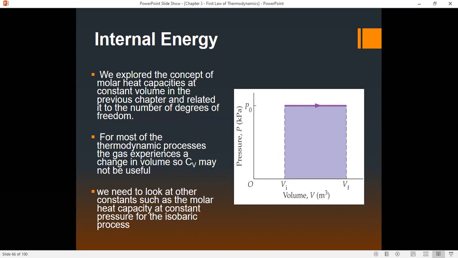I guess the easiest ones to look at would be the isochoric process and the isobaric process. The isochoric, of course, the volume is kept at a constant level. We simply change the temperature and therefore the pressure changes. Isobaric, we are keeping the pressure at a constant level. We know from the previous cases, the molar heat capacity at constant pressure is going to be greater than the molar heat capacity at constant volume.